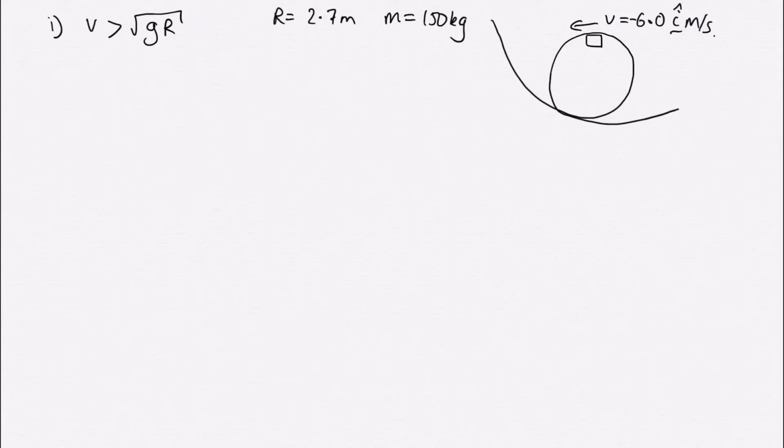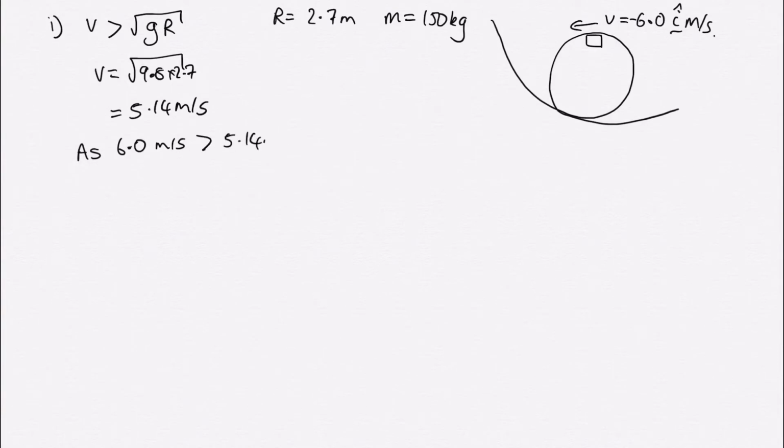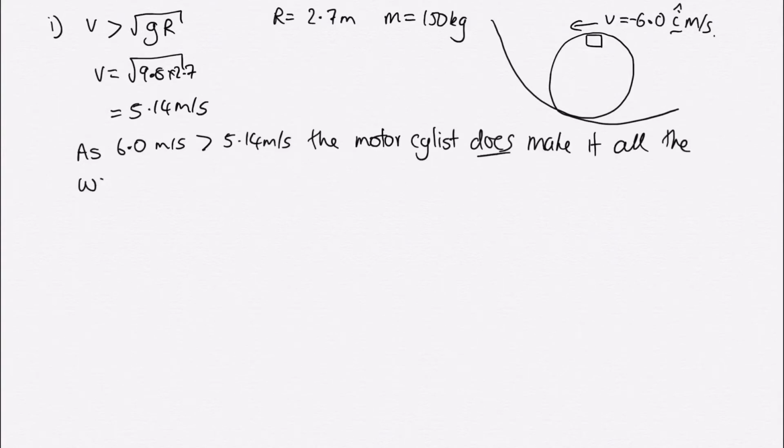Okay, so let's calculate what velocity is required in order to just make it round the loop. So v is equal to the square root of gr, so 9.8 times 2.7. Solving this on the calculator, we get 5.14 meters per second. So as 6 meters per second is greater than 5.14 meters per second, the motorcyclist does make it all the way around the loop.